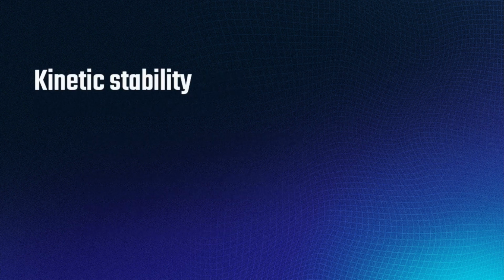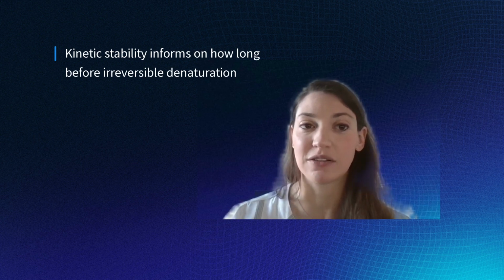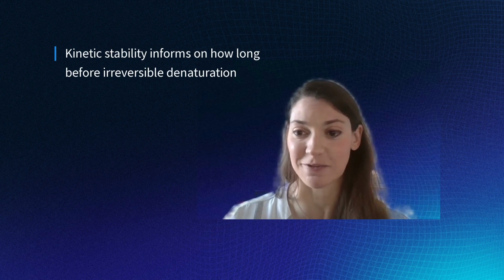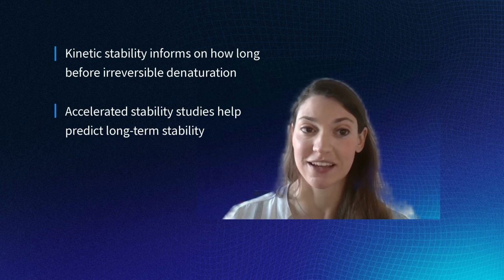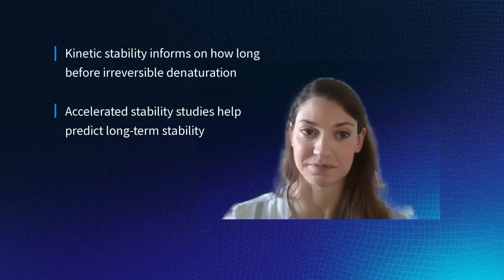So now I'd like to talk about another type of predictive information that the Panta can provide about your ADCs, which is kinetic stability. Kinetic stability refers to how long a protein can remain active under a set of given conditions before undergoing irreversible denaturation. Now, we know that the long-term stability of ADCs is important when evaluating developability, but the timeline required to do these types of studies is incompatible with development workflows when you're still deciding which ADC candidates and formulations are best. But by performing accelerated stability studies that measure kinetic stability, you can get predictive information about long-term stability in just a fraction of the time, helping you to identify candidates that are more likely to have a viable shelf life.